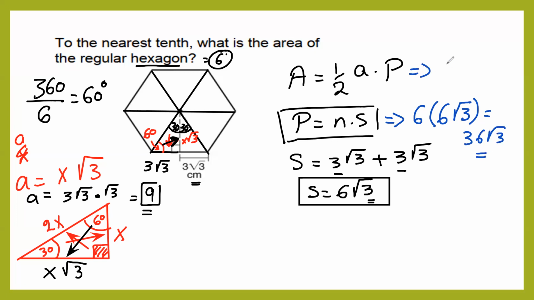So, let's use the rule, which is half, put the half as it is. The apothem, we find it is 9, right? We find it 9, and the perimeter we find it 36 square root of 3. So you can even calculate it very easily.